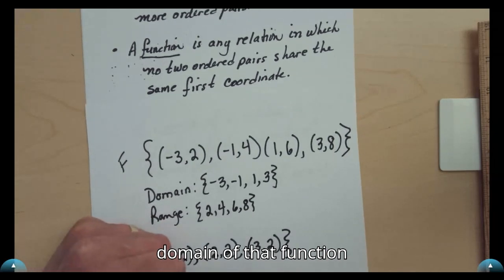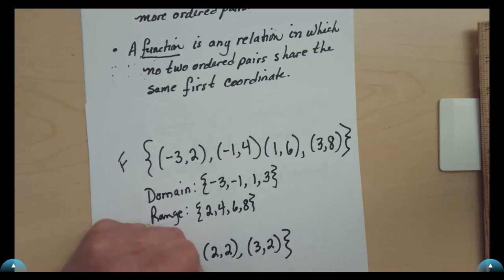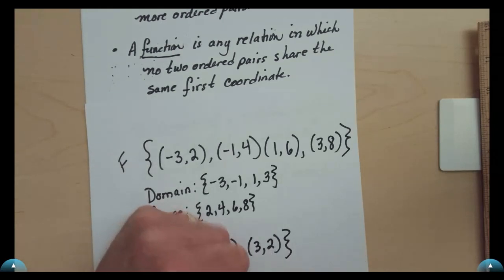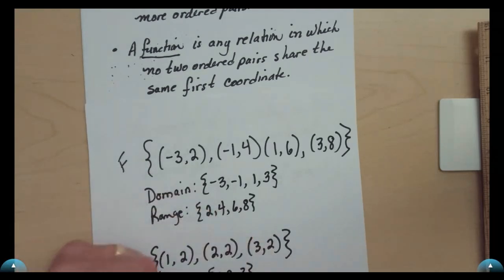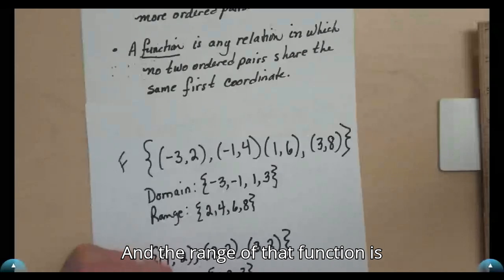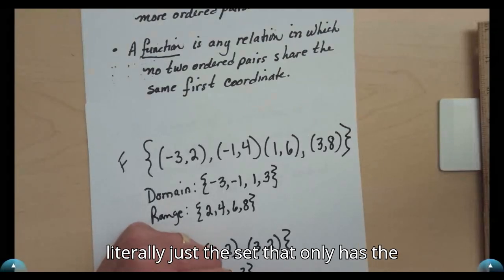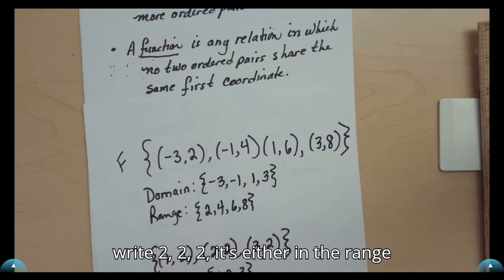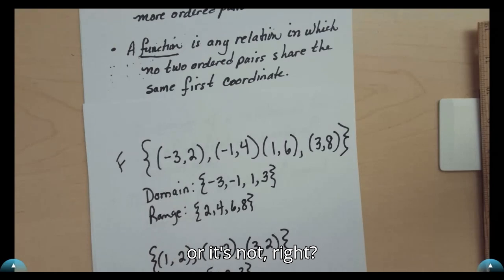And the domain of that function is just the set of numbers 1, 2, and 3. And the range of that function is literally just the set that only has the number 2. You don't have to write 2, 2, 2. It's either in the range or it's not, right?